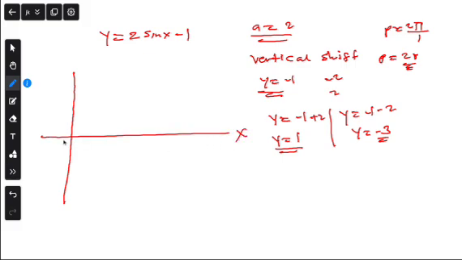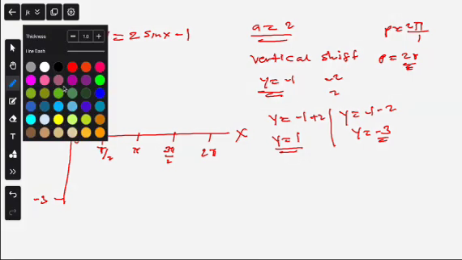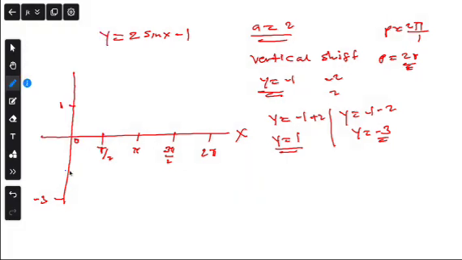So we have x, and then here 0. This one here is pi divided by 2. This one is going to be pi. This one is going to be 3 pi divided by 2. Lastly, we have 2 pi. Right, so let's put the values. So here we have the maximum, which is +1, then the minimum, which is -3. But what about the vertical shift? The vertical shift is -1, so it is somewhere here. Let me just put it somewhere here.